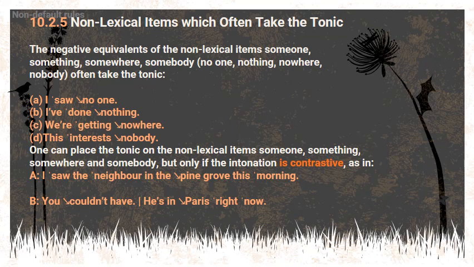One can place the tonic on the non-lexical items someone, something, somewhere, and somebody, but only if the intonation is contrastive, as in, I saw the neighbor in the pine grove this morning. You couldn't have. He's in Paris right now.